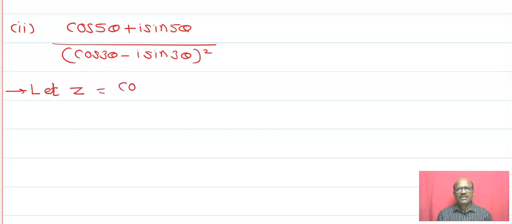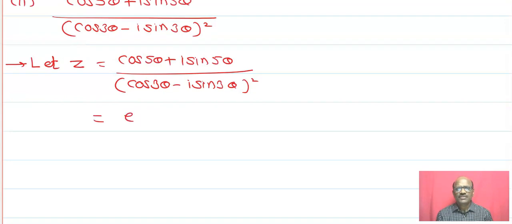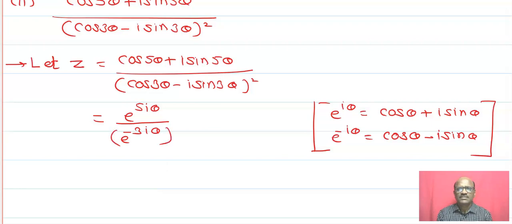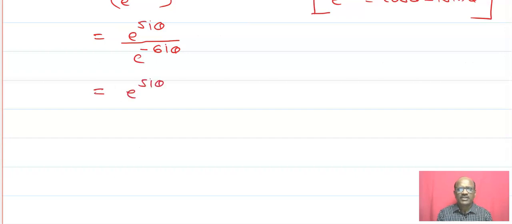upon (cos 3θ minus i sin 3θ) bracket square. Now see this again. Its value is (e raised to 5iθ upon e raised to minus 3iθ) on a whole square. I can write the formula: e raised to minus iθ means cos θ minus i sin θ. Therefore e raised to 10iθ upon e raised to minus 6iθ, and overall it becomes plus by using the law of indices.